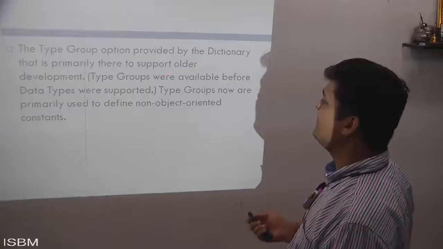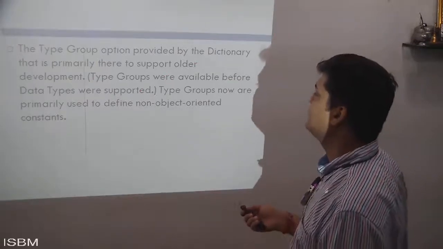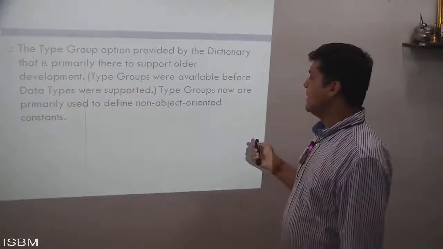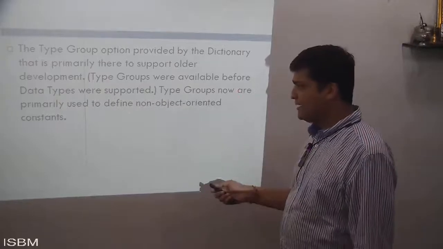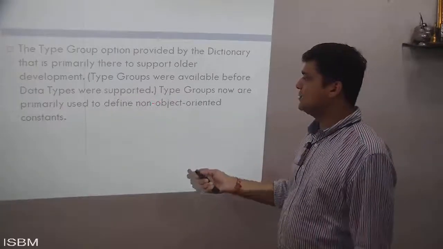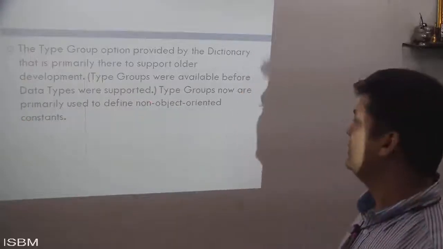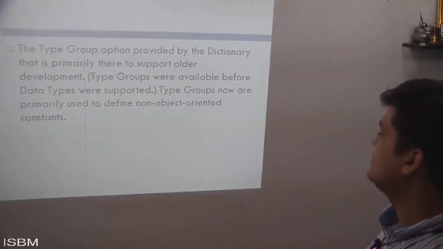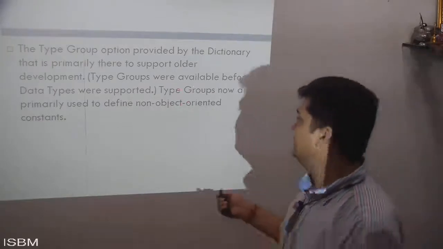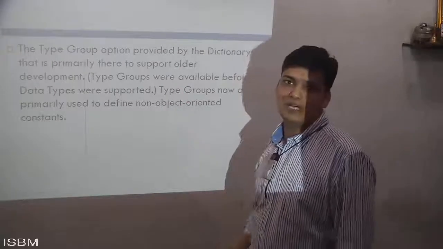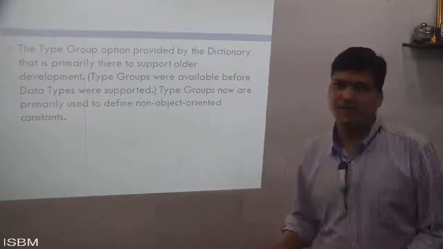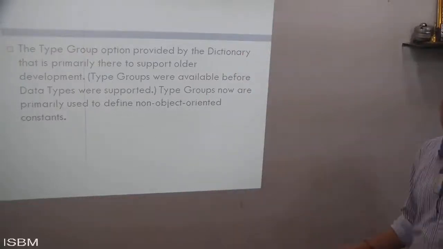Type groups were available before data types were supported. Type groups are primarily used to define non-object-oriented constants. Basically, it is used for non-object-oriented constants. Nowadays we are not using the type group; we are only using TYPES to declare our structure.